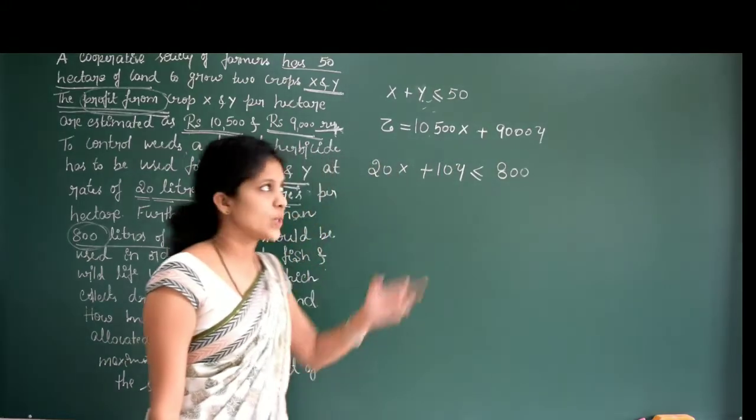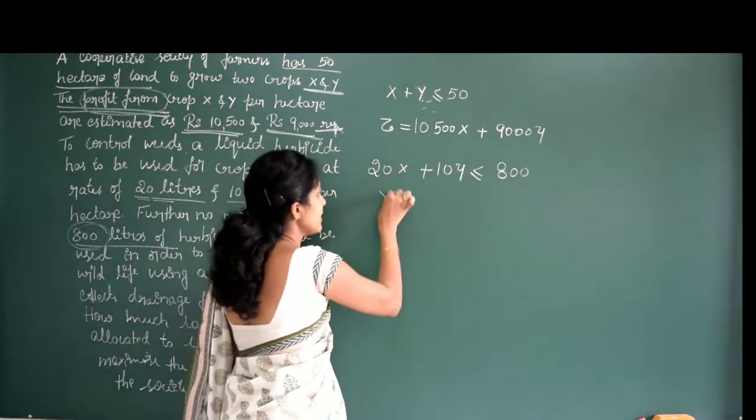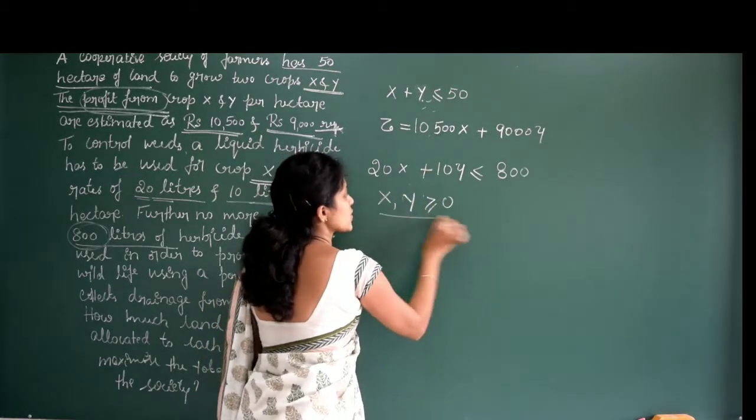One more thing, obviously the values X and Y, right? That will be positive. So X and Y should be greater than or equal to 0. So this is the positive.